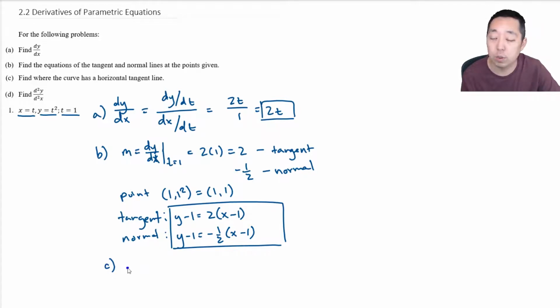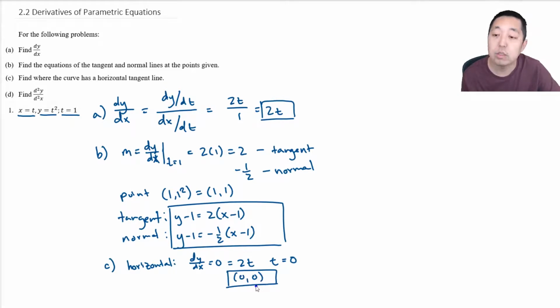Find where the curve has a horizontal tangent line. Horizontal tangent lines are where dy/dx is equal to 0, right? A horizontal tangent line means the slope of the tangent line is 0. Because dy/dx is equal to 2t, that happens at t equals 0. And so that happens at the point, in this case, t equals 0, which is the point (0, 0).